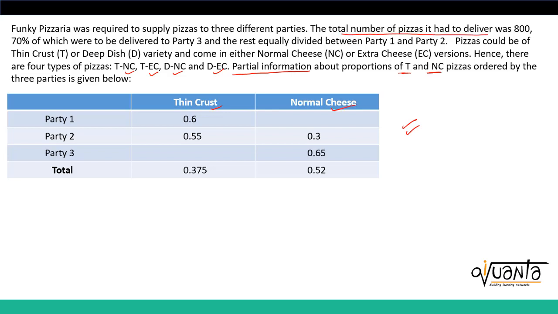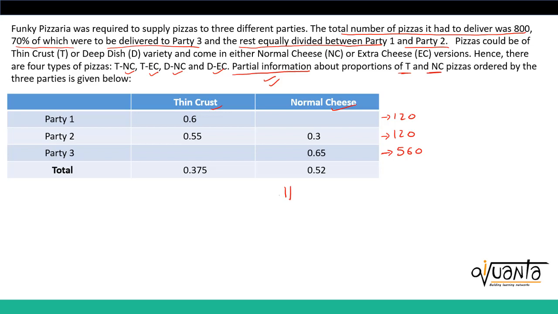Total number of pizzas delivered was 800, 70% of which were to be delivered to party 3. That means 70% of 800 will be 560. So party 3 has 560 pizzas and the rest equally divided between party 1 and party 2. So the remaining number of pizzas will be 240. So half of 240, 120 will be delivered to party 2 and 120 to party 1. This is the partial information that we have been provided.